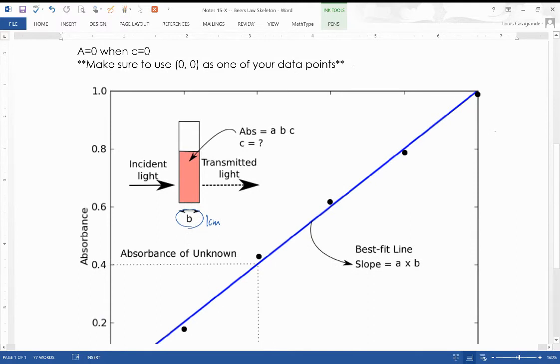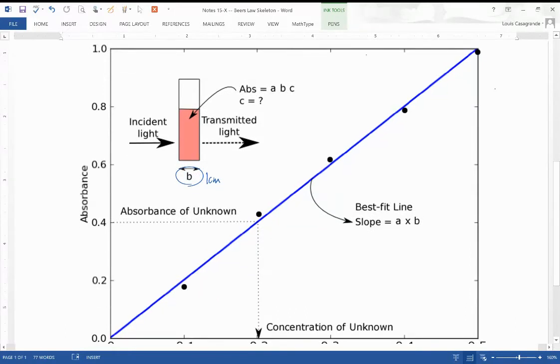So what you're going to do is plot the absorbance as a function of the concentration. And you should get a line or something that very closely resembles a straight line. And you do want to have 0, 0 as a point too, because after all, you don't expect any light to be absorbed when you have zero concentration, which means pure water. So you do expect zero absorbance.